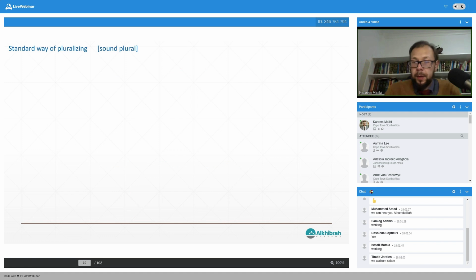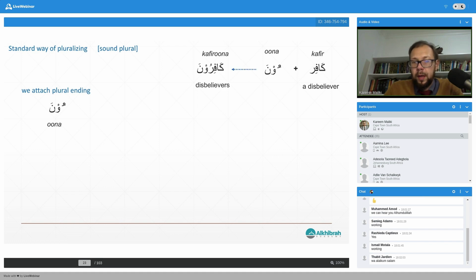So in Arabic, you also have this concept. I'm using English to break down how things work in Arabic. So we have the standard plural ending, the una ending. How does it work? For example, a disbeliever in Arabic, kafir. That's one. You add una, you get kafiruna. Now this is disbelievers. Disbeliever, disbelievers, plus S in English. Kafir, kafiruna, plus una in Arabic.